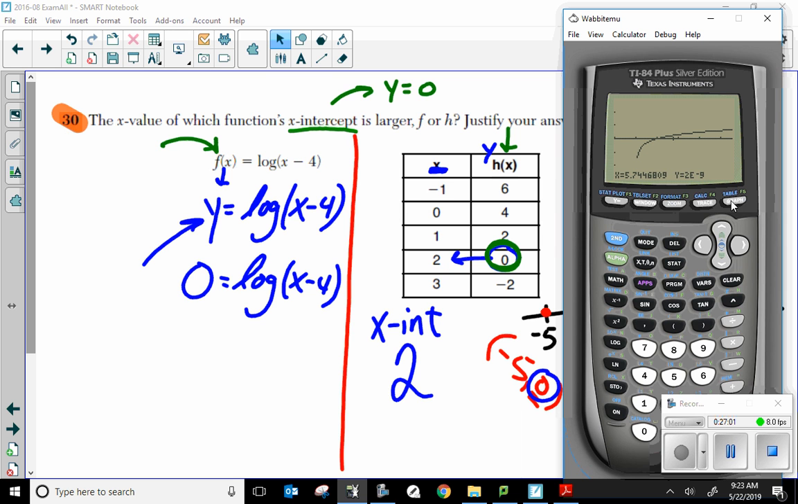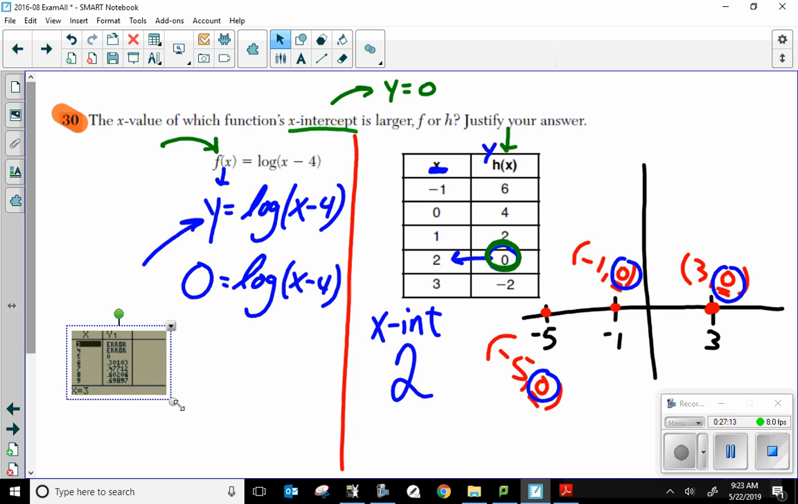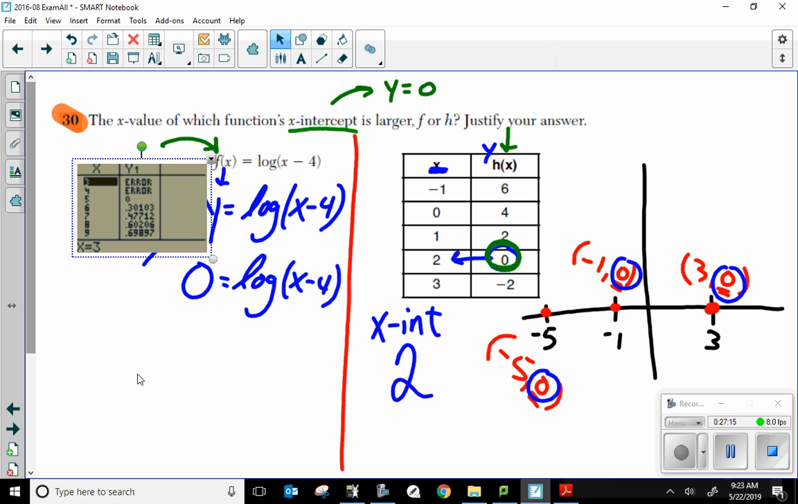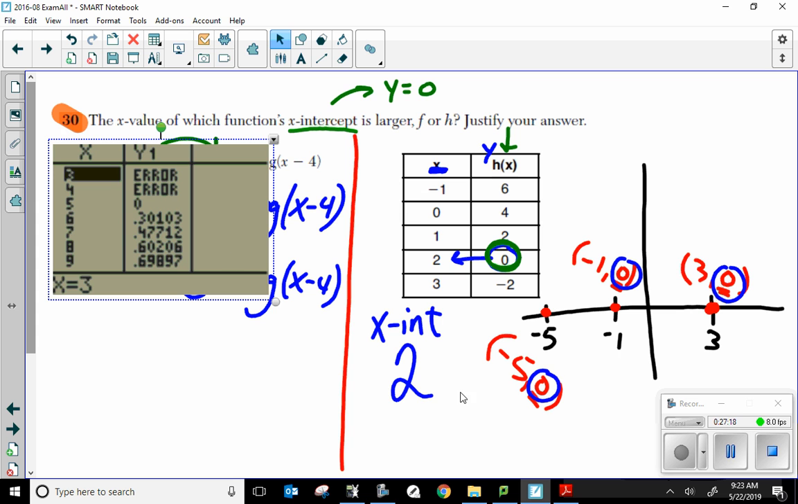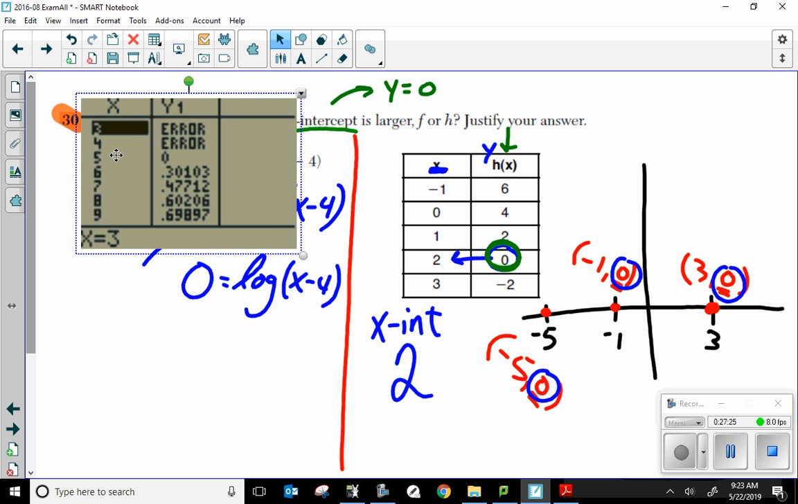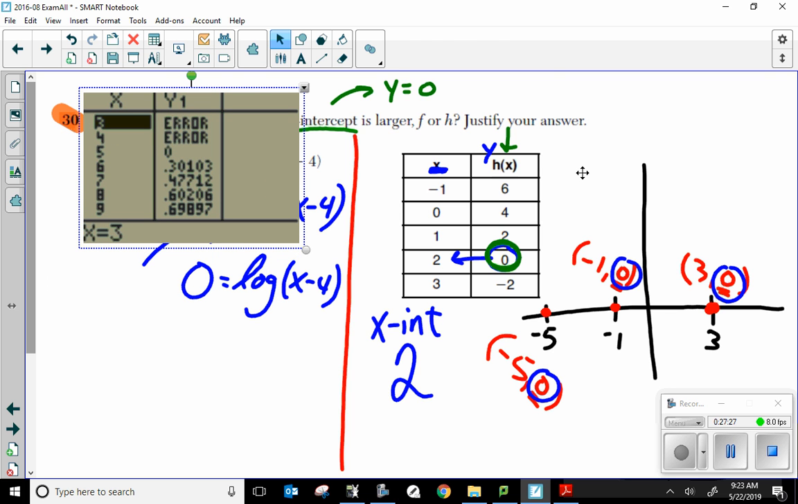So if I look at my table, I should hit second graph. And if I scroll up, oh, look at that. At 5. So my x-intercept is when y is 0. Remember, our y has to be 0, right? Here's where y is 0. For h, it's at x is 2. For f, y is 0 when x is 5. That was real easy. So my x-intercept is at 5.